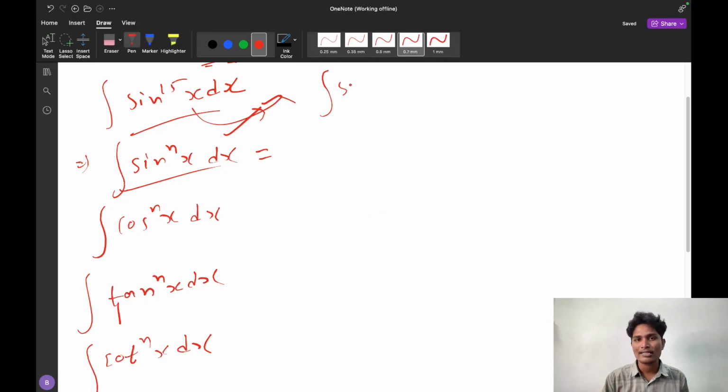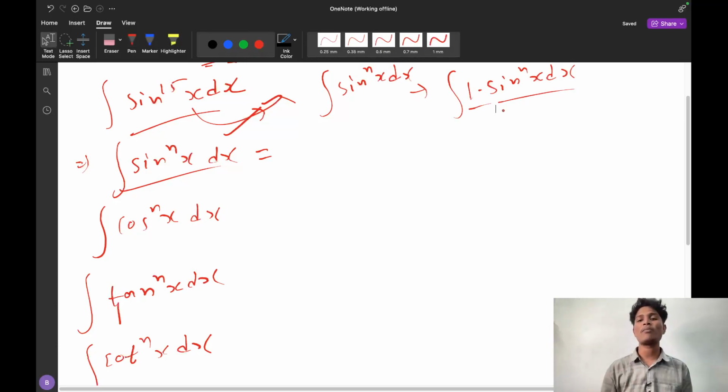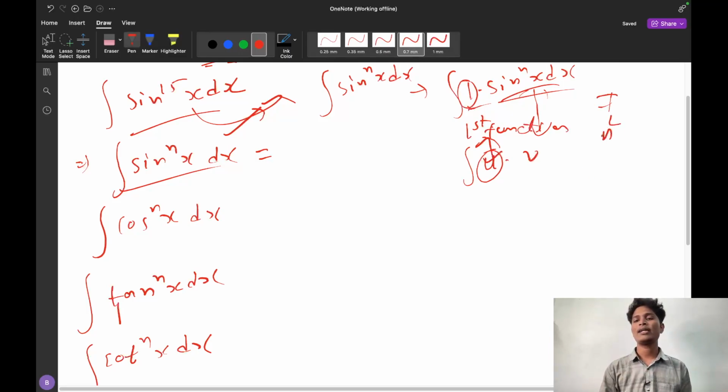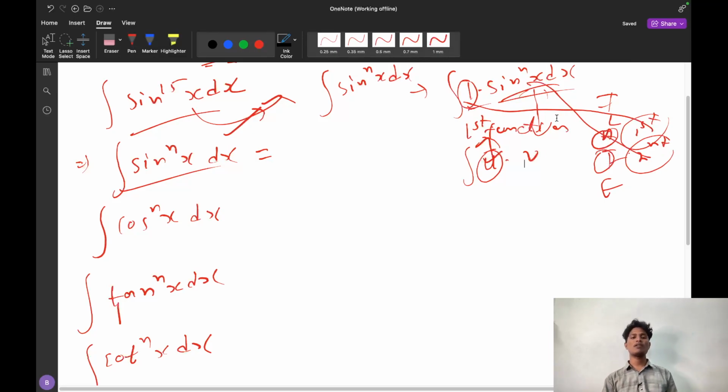That is, integral sin^n x dx can be calculated by integral 1 into sin^n x dx, and by taking two functions, that is 1 as one function and sin^n x as another function. In the ILATE rule, which I explained in integration by parts, algebra comes first. So when is algebra first or trigonometry first? I think algebra is first. So this is the first function, that is u, and the v is sin^n x, because trigonometry comes after algebra in the ILATE rule. So the first function is 1, and the second function is sin^n x. So by using this we can prove it.